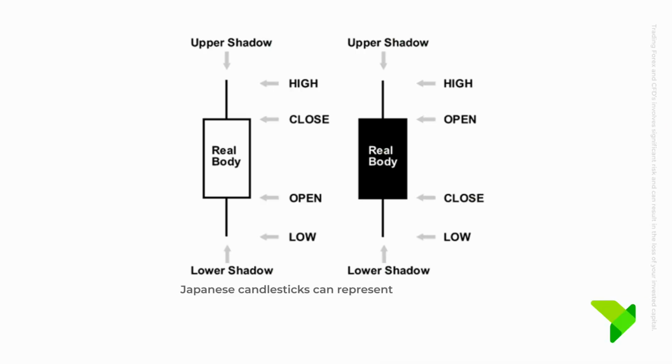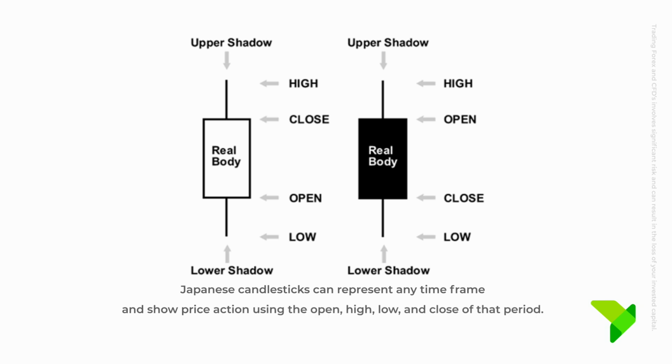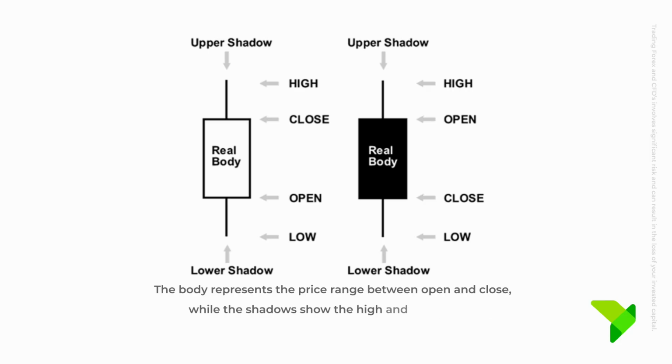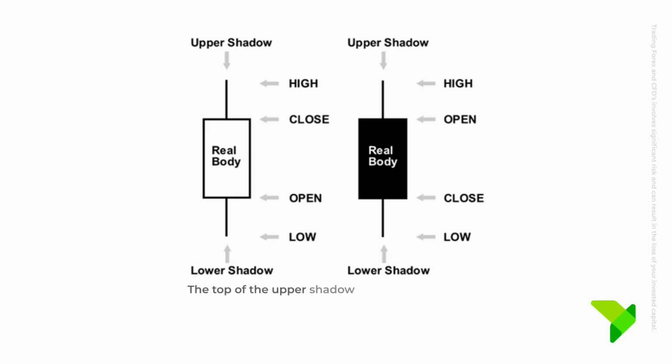Japanese candlesticks can represent any time frame and show price action using the open, high, low, and close of that period. The body represents the price range between open and close, while the shadows show the high and low points. The top of the upper shadow is the high, and the bottom of the lower shadow is the low.